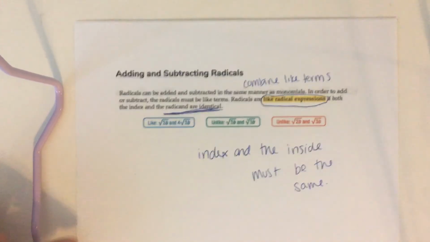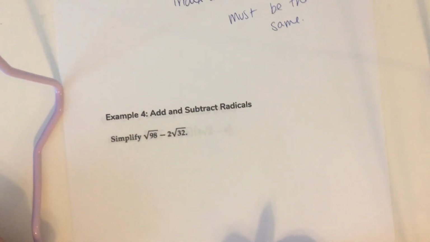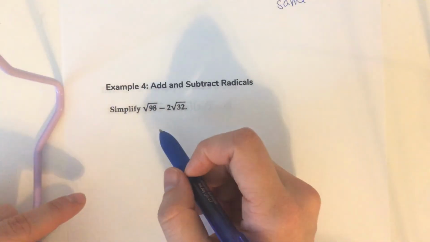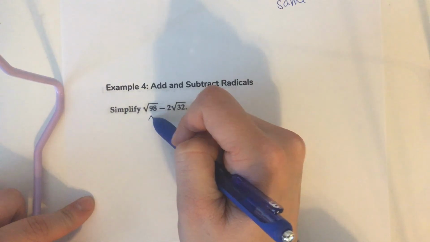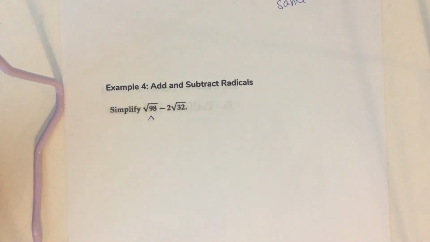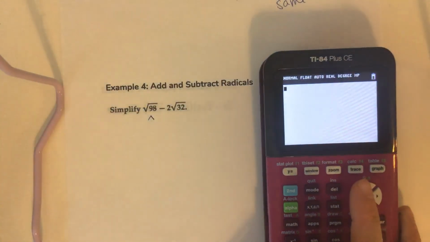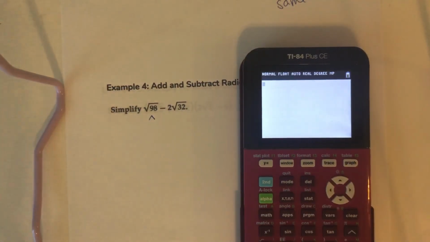All right, so then let's do an example down here. Example 4. Simplify this. First thing we're going to do, let's go ahead and simplify our square roots to see if we get any like radical expressions. So breaking down this 98, I don't know all the factors of 98 off the top of my head, so let's go through a little guess and check here.